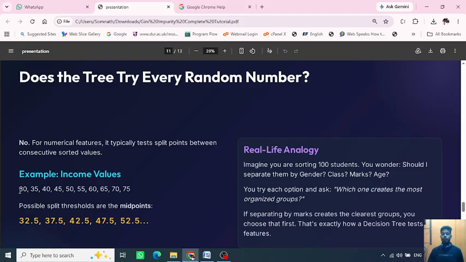For example, if the values are like this, the split thresholds for these values are the midpoints. That is, for 3 and 4.5 it is 3.25, for 4 and 4.5 it chooses 4.25, like this. Actually, it does not take this value itself, but instead takes the midpoint of two consecutive numbers, calculates the weighted Gini, compares, and chooses the best one.